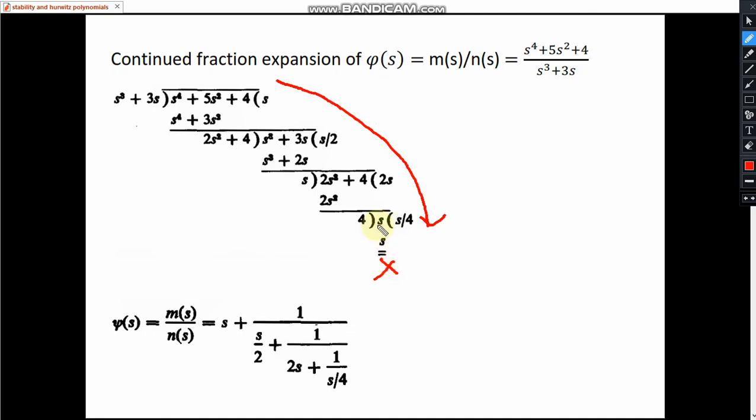Up till power 1. Okay, whole thing is exhausted and we are not being terminated in between. And what are the quotients? 1 by 2, 2, 1 by 4. There is no negative term here.